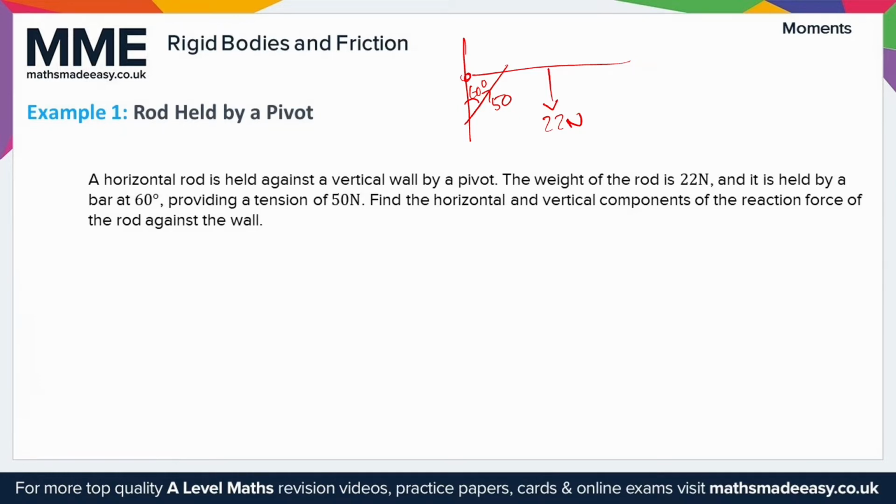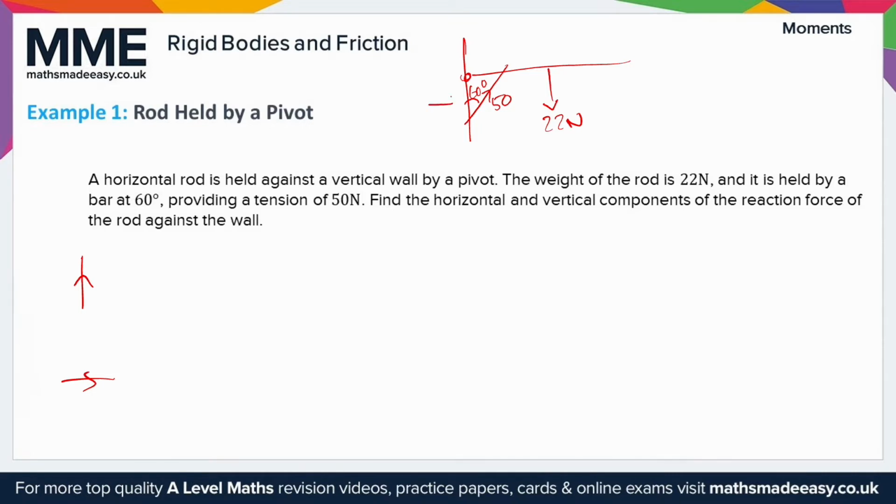Okay, so what we need to consider is the vertical direction and also the horizontal direction. Now, I would say vertical is a little bit nicer because it's more obvious what forces are acting in that direction. So let's start with that. Well, it's going to be some component of this tension because the bar is pushing the rod upwards effectively, but also pulling it into the wall. So we want to figure out what component is pushing it upwards.